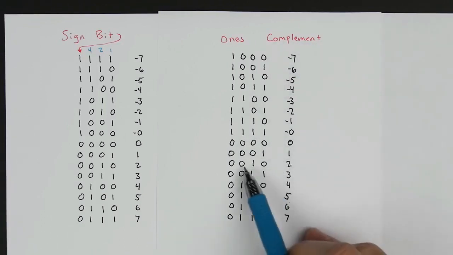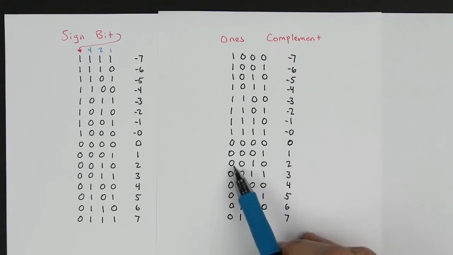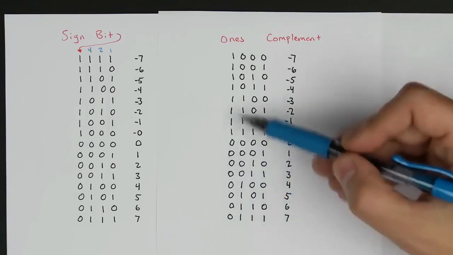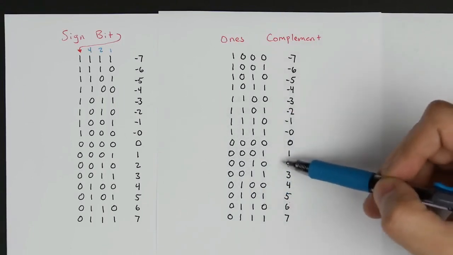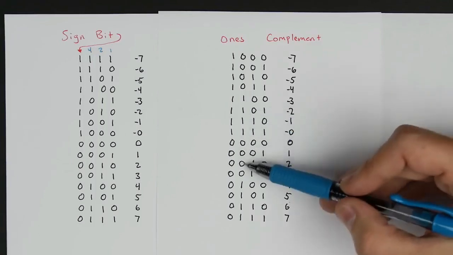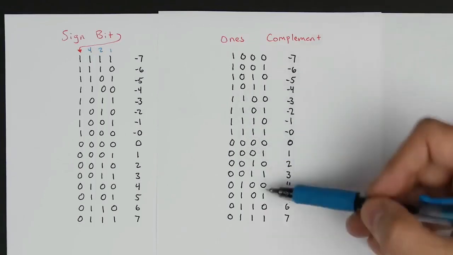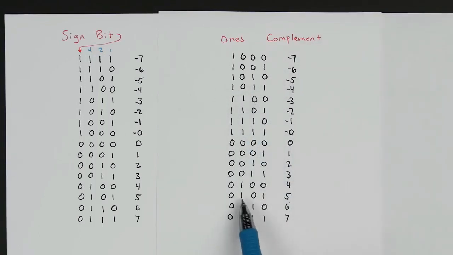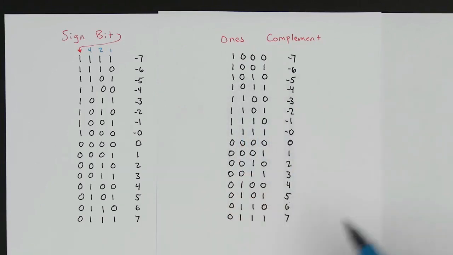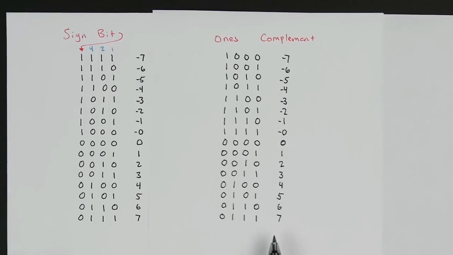So, 2 here is 0, 0, 1, 0. Negative 2 is 1, 1, 0, 1. So we're just flipping each of those bits. We flip the 0 for a 1, we flip the 1 for a 0, we flip the 0 for a 1, and so on. If you look at each of these numbers, 5 is 0, 1, 0, 1, negative 5 is 1, 0, 1, 0. So what happens with this?